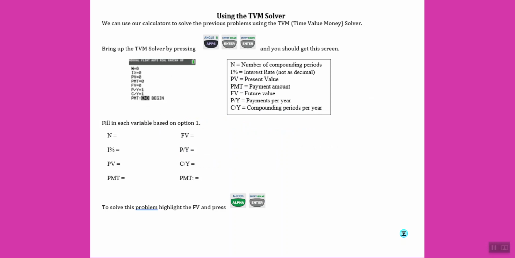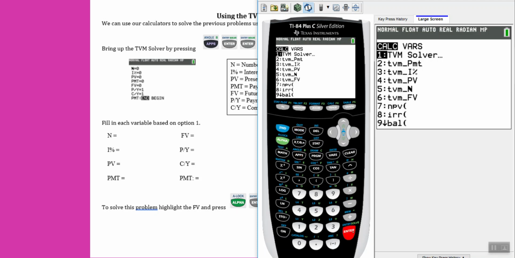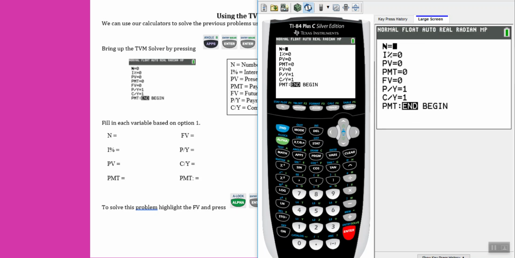So we're going to be using the TVM solver on our calculators. It's called TVM because it's time, value, and money. So it's looking at, over time, how much value does money become. To bring up the TVM solver on your calculator, you're going to push the apps button, which is right next to math. You're going to choose enter on finance and then push enter on the TVM solver. And you will see the screen that is on the paper.